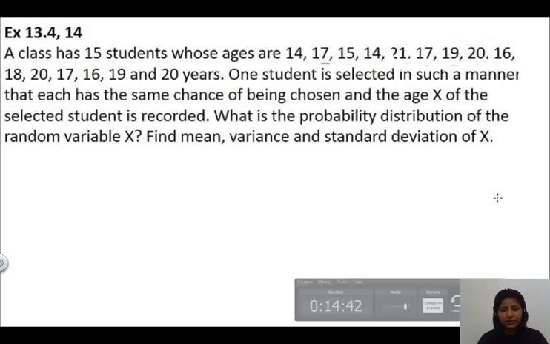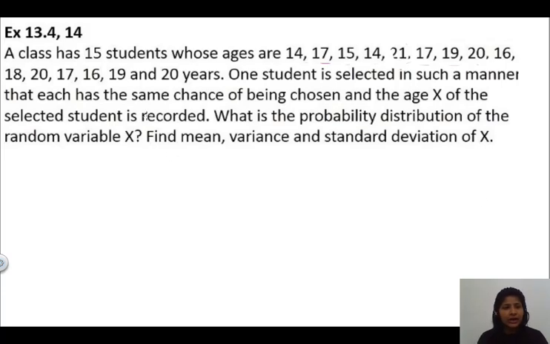Here is your next question. In this question, a class has 15 students whose ages are recorded. Correct? The ages of all the 15 students are written. Somebody is 15, somebody is 17 years old, 15 years old, 14, 21, 17, like this, all 15 ages are written.